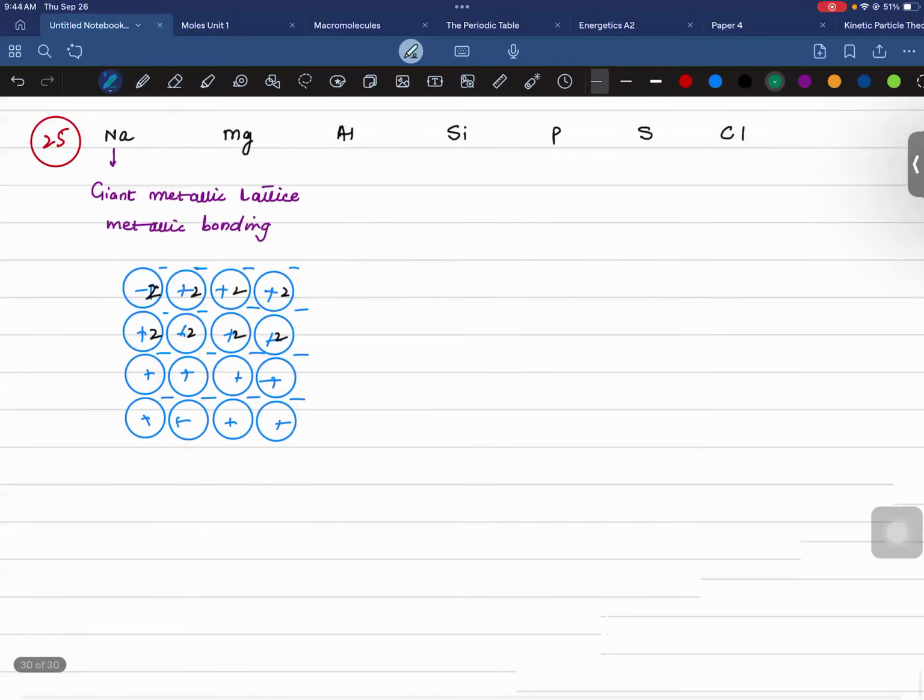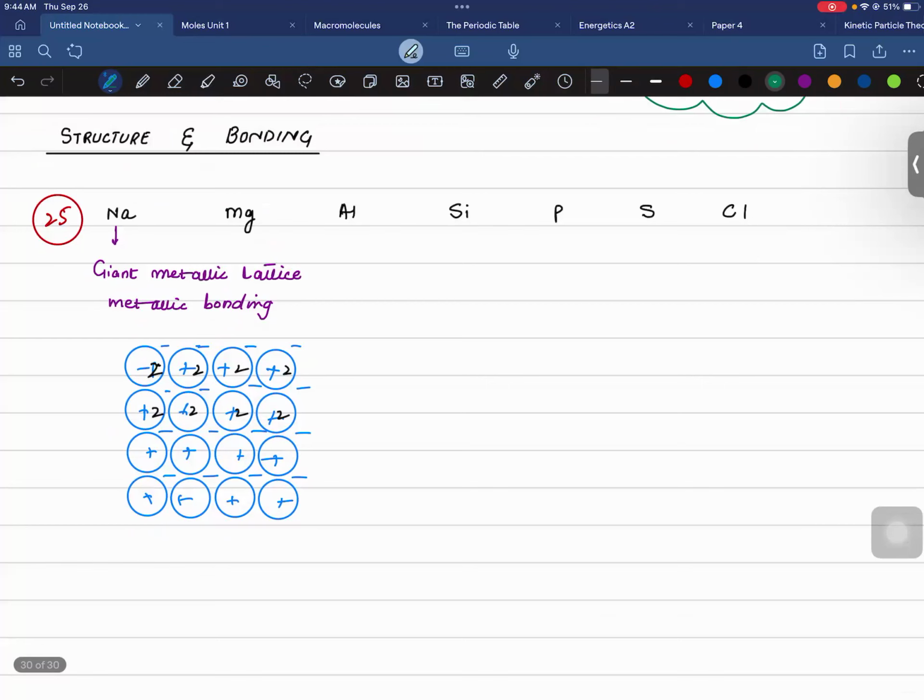What about magnesium? Should it be the same, or is something different? It's the same with a +2 charge. Exactly. And aluminium is the same with a +3 charge. Exactly. What about silicon?